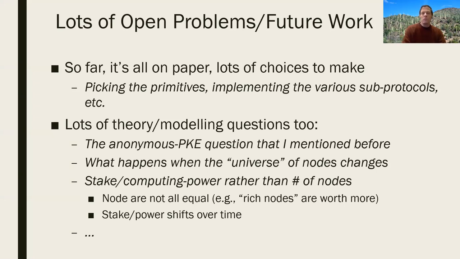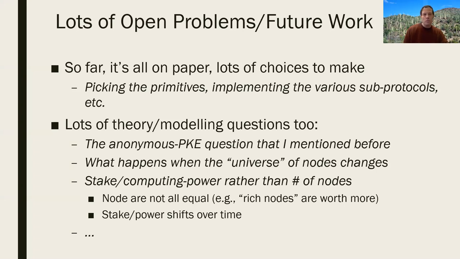I mentioned before some problem about anonymous public key encryption with selective opening. And the question there is, if you take anonymous public key encryption that's secure against static corruptions, would the same construction also be secure against selective opening? We suspect that the answer is yes. We proved it for a special case, but we don't know the answer.